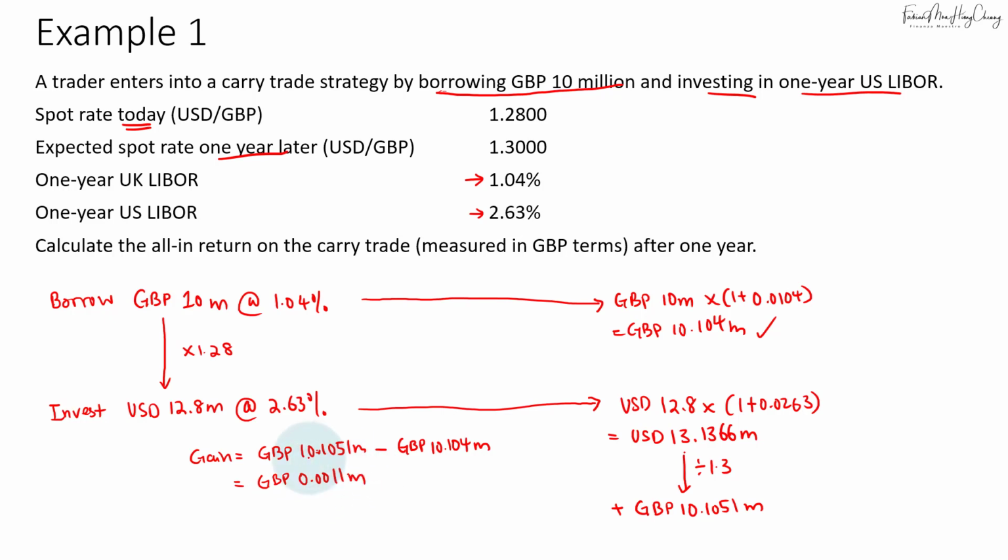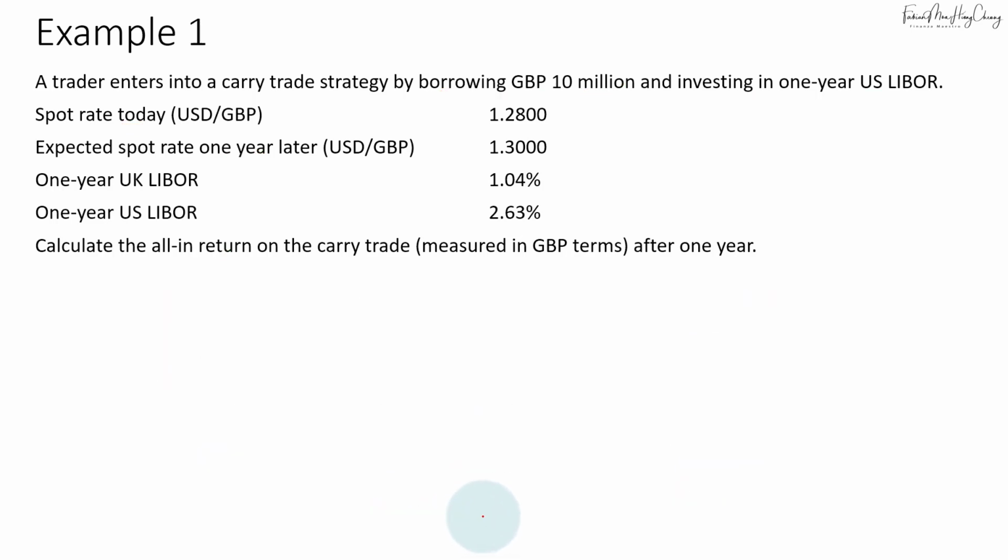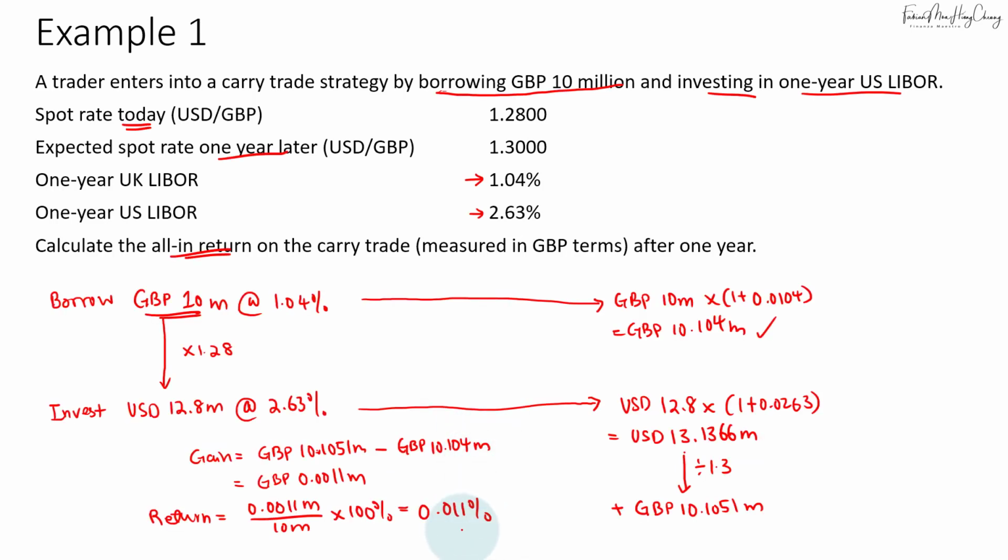Seems small, but for your return, based on the initial point, we borrowed 10 million, remember? So your gain here will be 0.0011 million over 10 million pounds. Then we convert to percentage, which equals 0.011%. So take note that we call this the net return of the investment.